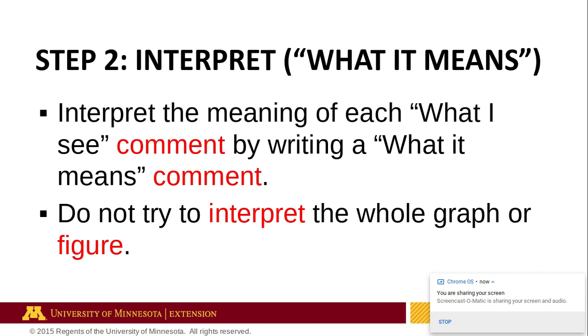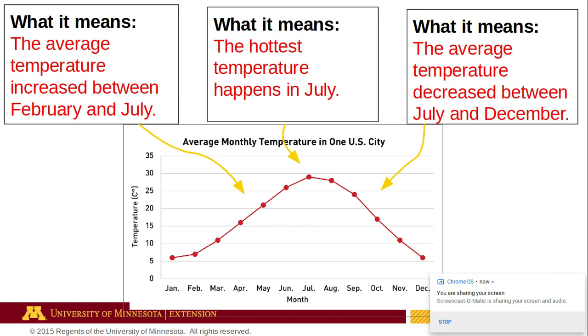Step number 2, what it means. You interpret the graph. Now this is when you can talk about the different parts of the graph and what they might mean. You want to write a what I mean statement for each part of your what I see comments. Don't try to interpret the whole thing as a whole, just try to interpret the one little spot. What does it mean? So here's what that looks like. These are what I mean statements for each of the old what I see statements.